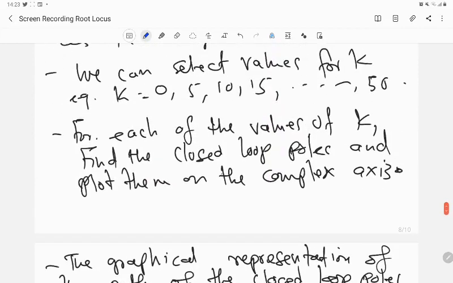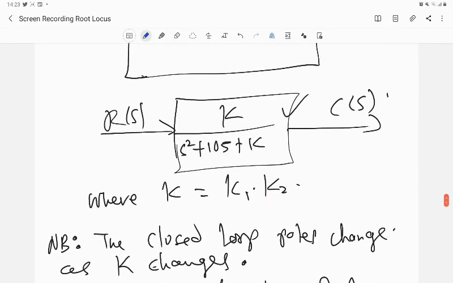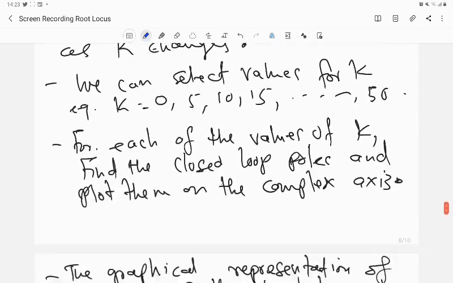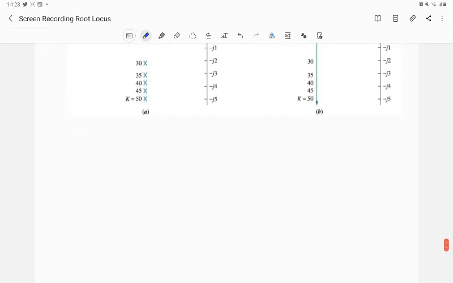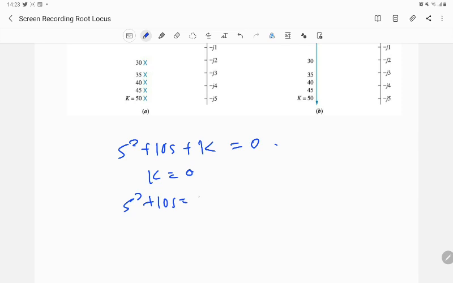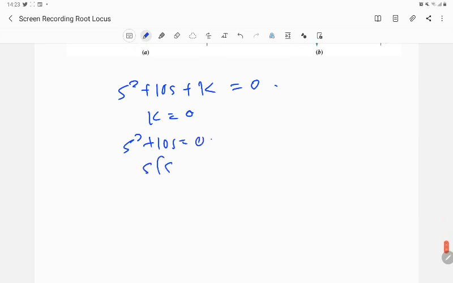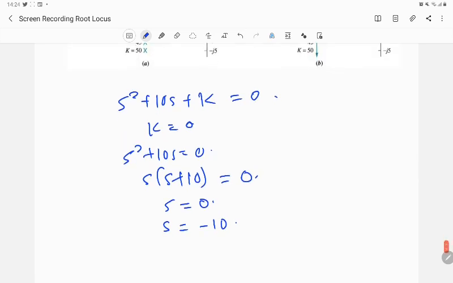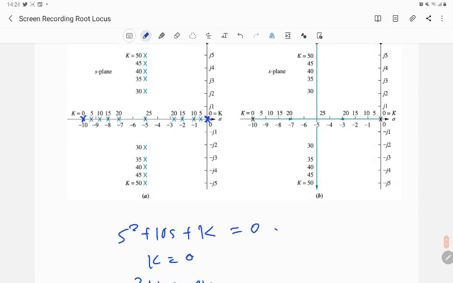So let's go back to the expression we had: s squared plus 10s plus k. If you equate this to 0 with k equals 0, then you have s squared plus 10s equals 0, and therefore s into (s plus 10) equals 0, so s equals 0 and s equals minus 10. Those are the two roots. We can locate them here.